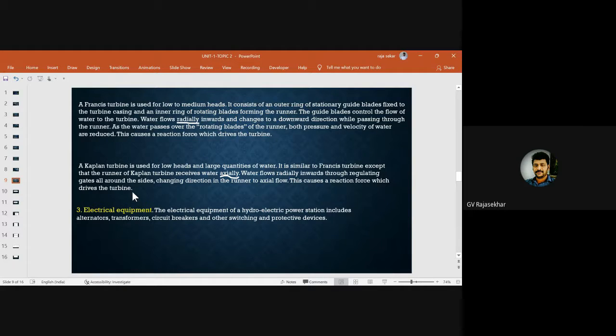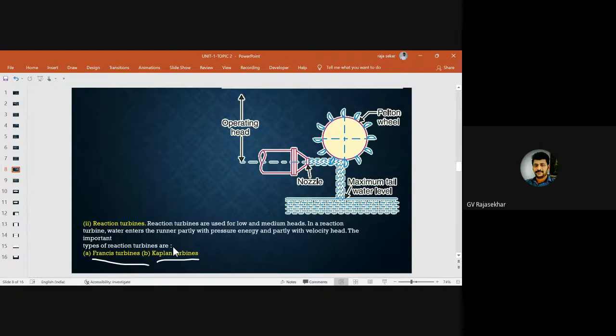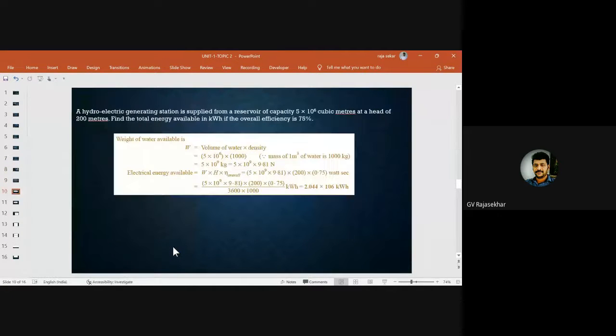Similarly, the electrical equipment of a hydroelectric power station includes alternators, transformers, circuit breakers, and other switching and protective devices. So these are the main parts of the hydro plant.